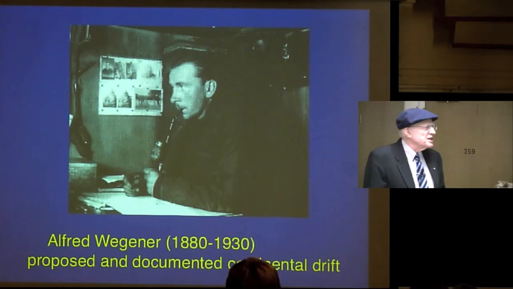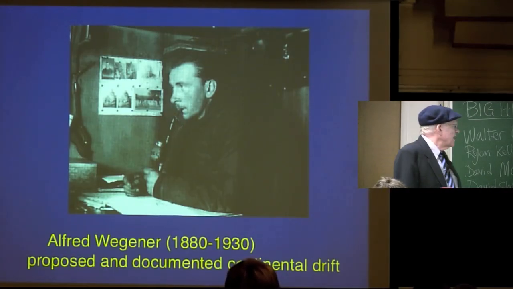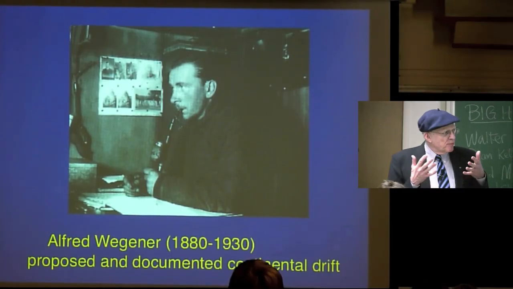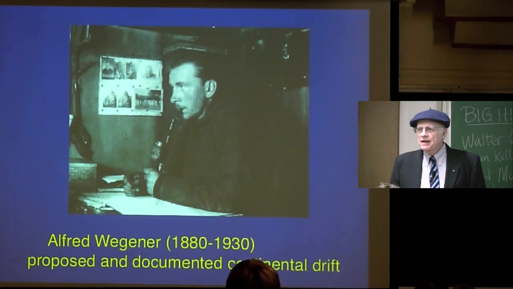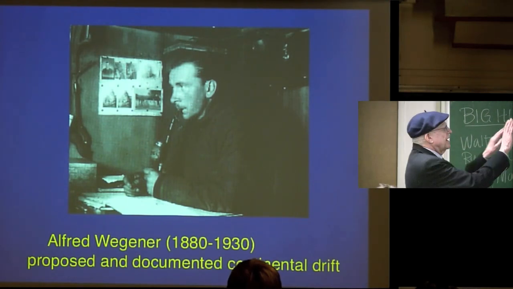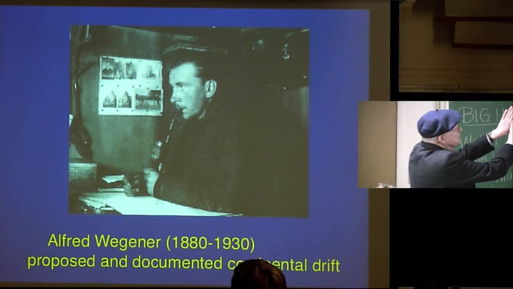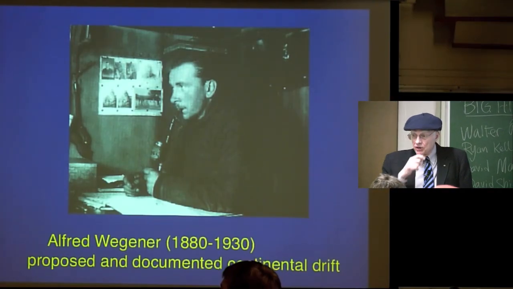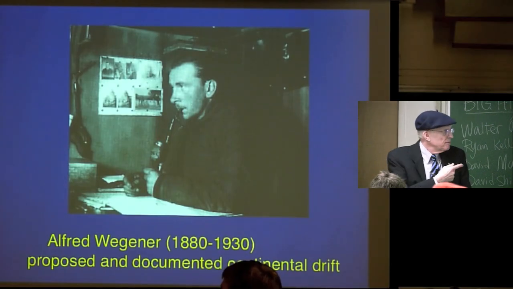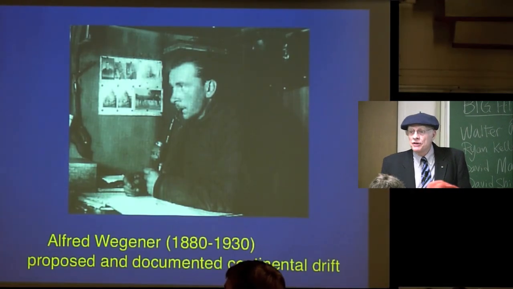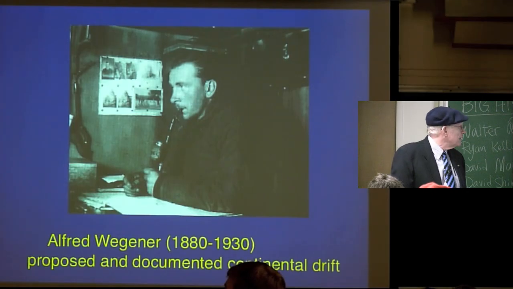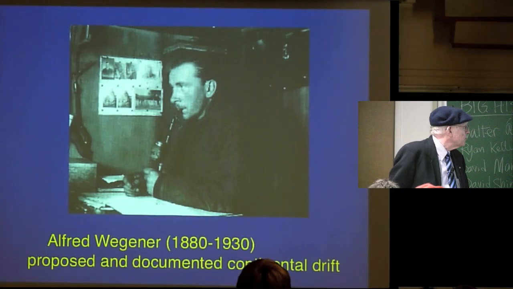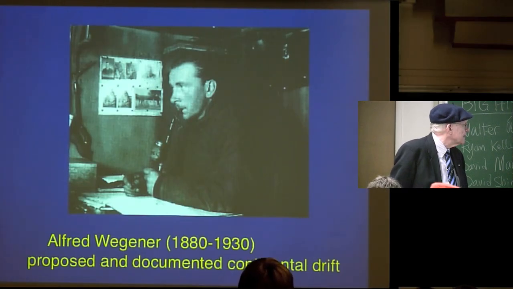He was a German meteorologist. He studied weather around the turn of the previous century, and he was the first guy to propose and seriously document continental drift, the idea that if this is Africa and this is North America, they used to be next to each other and they've spread apart like that. Plate tectonics is our modern theory that began with Alfred Wegener and continental drift. He spent a lot of time on Greenland, and in fact that's where he died in a failed rescue attempt. This is in his hut on Greenland.